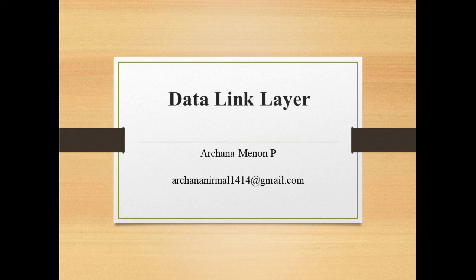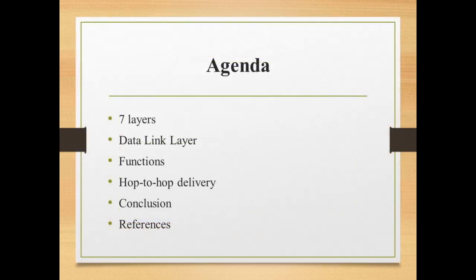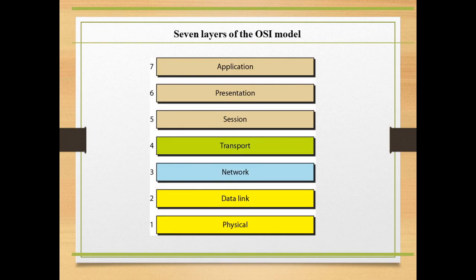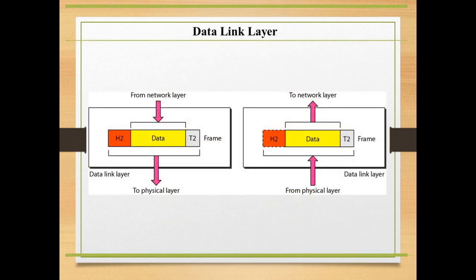Hello everyone. Today I'm going to discuss the second layer in the OSI reference model, the data link layer. This is the agenda. These are the 7 layers of the OSI reference model. Now the data link layer.